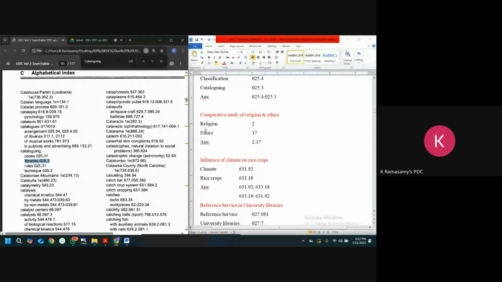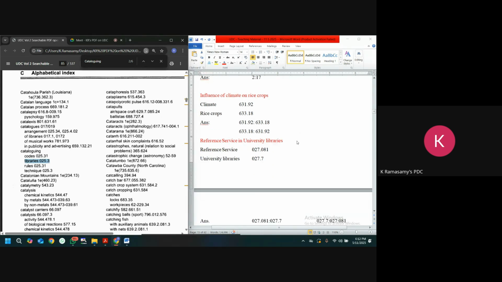Then, comparative study of religion and ethics. The number for religion is 2. The number for ethics is 17. How can you form a number? 2 colon 17, or 17 colon 2. You can interchange the numbers, depending on which is more convenient and useful for your library.